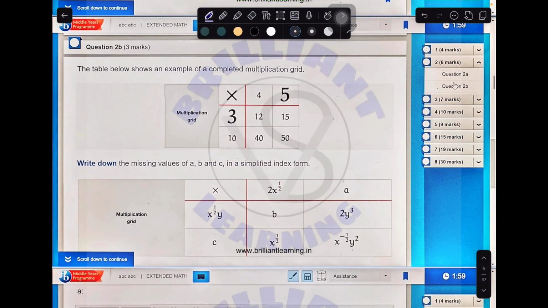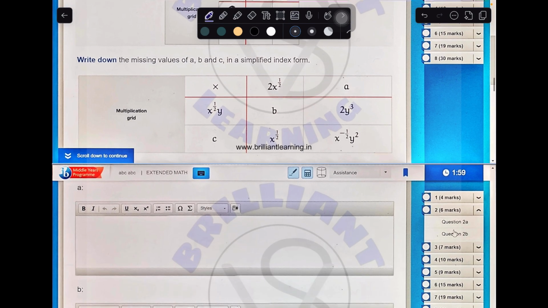For part B, okay, so the table below shows an example of a completed multiplication grid. Write down the missing values of A, B, and C in a simplified index form. Okay, so for A, we've got A multiplied by x to the power of a half y is equal to 2y cubed. Okay, so let's have a think. We need a 2 to appear, we need x to disappear, and we need an additional y squared going in there. Okay, so let's divide.